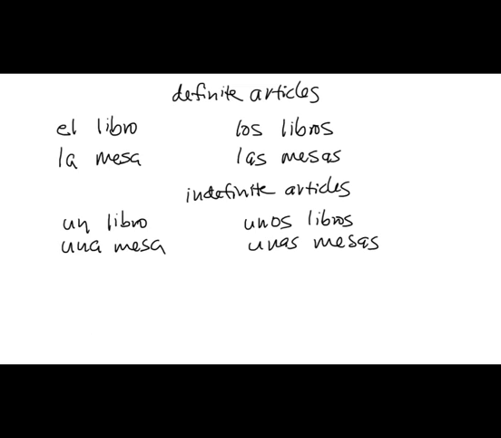So let's go through a few of these. You tell me what the Spanish one is. The book, that would be el libro. The tables, that would be las mesas. Some tables, that would be unas mesas. Some books, unos libros. A table, una mesa. The table, la mesa. A book, un libro. The books, los libros. So you can practice with those by going back through this video or just on your own.